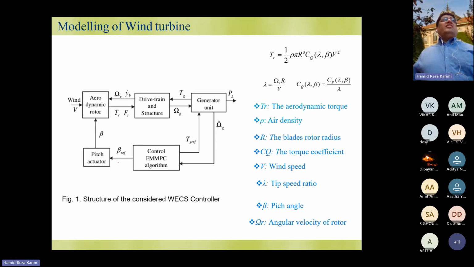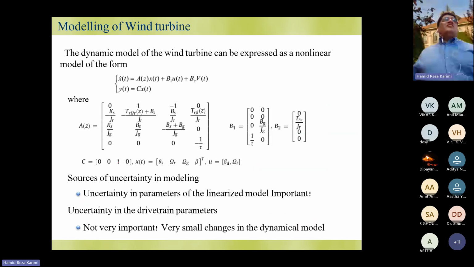I can show you some results. Let's assume that you have a dynamical model for the turbine like this, and these are some matrices for the turbine. But you can notice that the A depends on the parameter Z. The parameter Z is the angle of the blade, because when the blade is rotating, the matrix A(Z) is not constant.